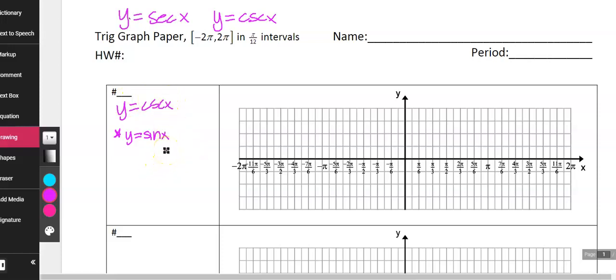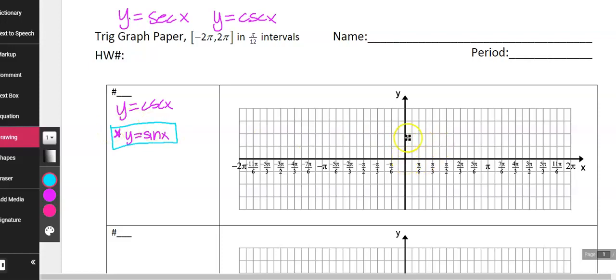We're going to do the parent functions first, but that will happen every time we graph it. The only thing that I won't graph with my guide graph is the vertical shift. I'll do those first three together, and I'll do the vertical shift with my reciprocal graph. Alright, so let's graph y equals sine x. I'm going to make this one blue as my guide graph.